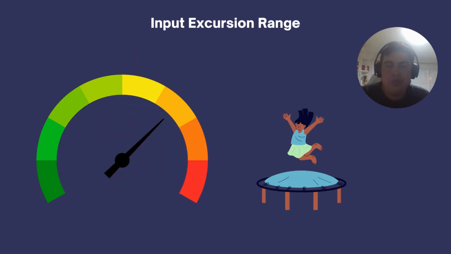The input excursion range specifies the range of input voltage that an op-amp can handle without distorting its output signal. It is like imagining a driver checking for exaggerated jumps or dips, and being careful not to exceed a certain limit.